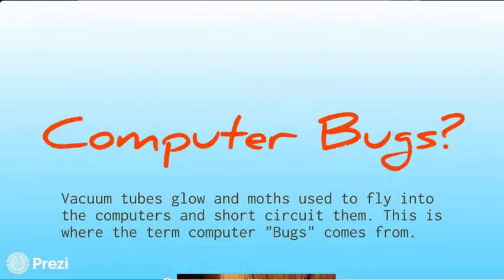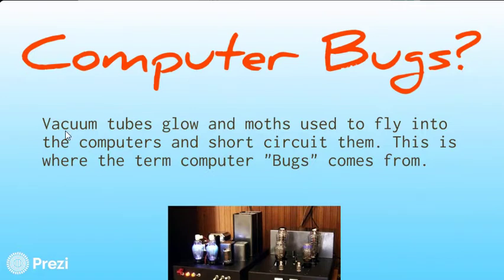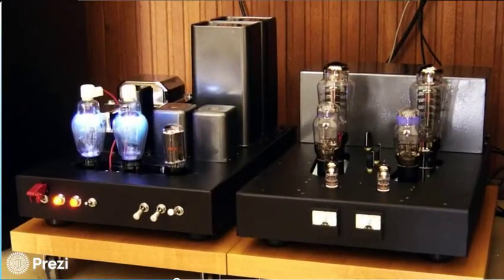How about bugs? This term actually came during the time of the vacuum tubes. With the ENIAC, vacuum tubes glow and moths used to fly into the computers and short circuit them. By accident, they short circuited these vacuum tubes and formed sparks. These were the computer bugs. So that is how the computer bugs term came to be. And those are vacuum tubes.